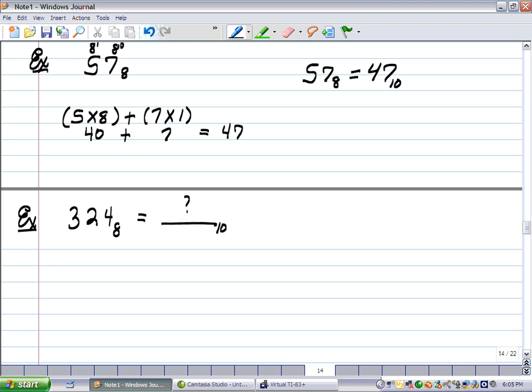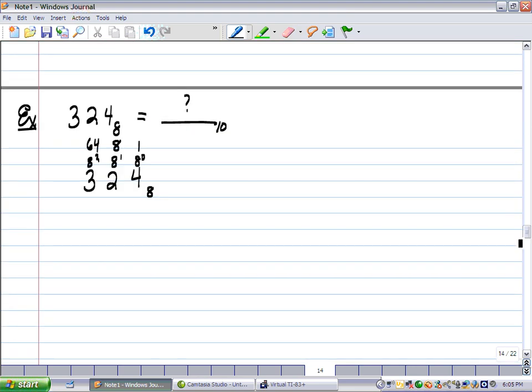Okay. So I have 324 base 8. This is the 8 to the 0, or the 1's place. This is the 8 to the 1, or the 8's place. This is the 8 to the 2, or the 64's place. Okay, so I'm going to take the number and multiply it by its place.